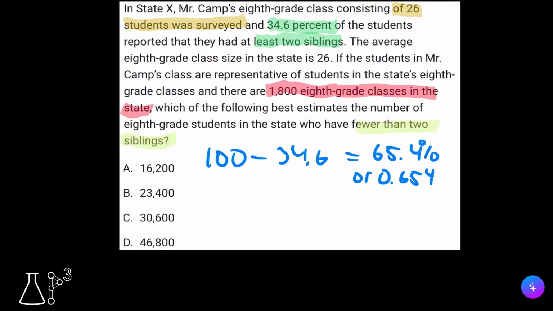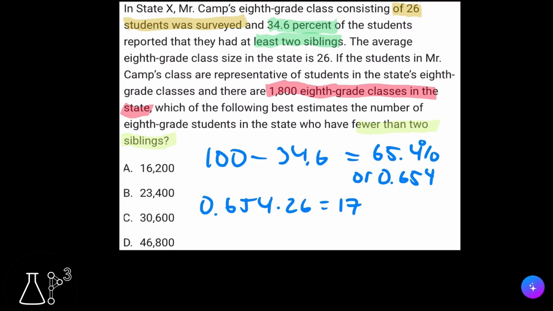So what can I do with this decimal or percentage? Well, I can multiply that by 26 to represent how many 8th graders in a class are going to have fewer than 2 siblings. If you plug 0.654 multiplied by 26 into a calculator, and round to a whole number, you're going to get an average of 17 students per class that have fewer than 2 siblings.